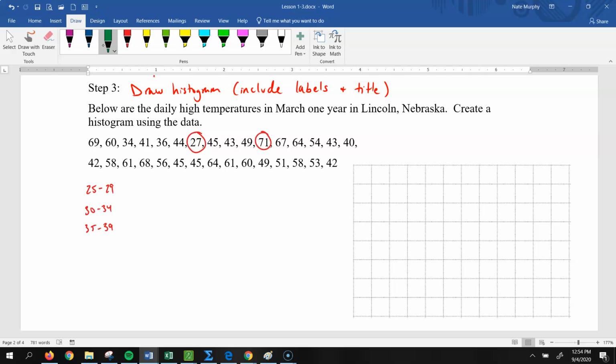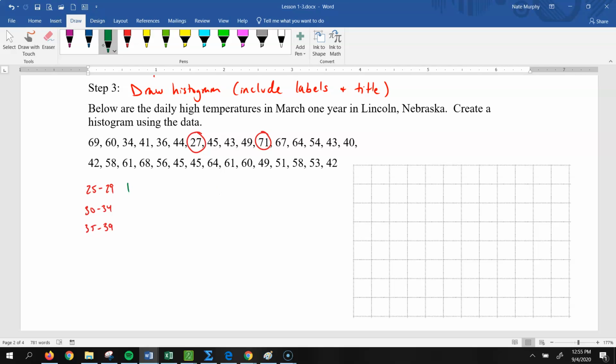Now there's a couple different ways we could do that. We could use tally marks. So if every time we have a number, we could just do a tally. So you could just start over here and say, okay, 69, that's going to be in the bin that has 69, and put a tally mark there, and then put another in the bin that would have 60, and just keep going down the list that way.